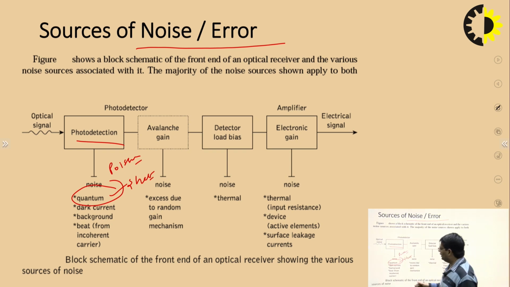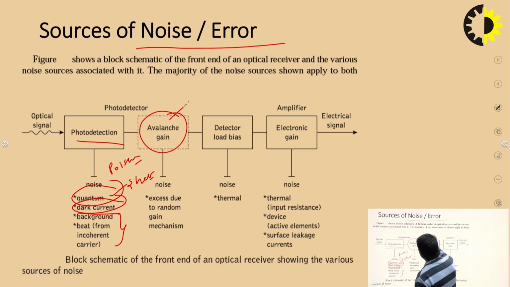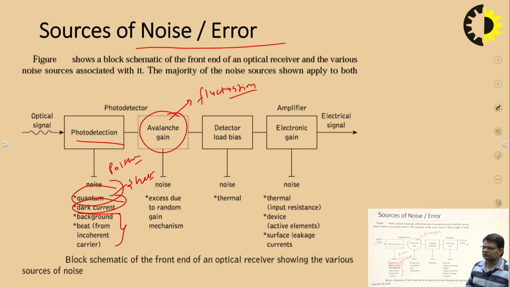Some noise is also present, that is dark current. We have studied that even when the light is not incident, a small amount of photocurrent may be available at the output side. This is known as the dark current, that is, current without the presence of light over the photodetector. It should be minimum. Then we can also have background noise or beat noise. We can also have avalanche gain in the case of APD, so fluctuation in this gain can also be there. Gain fluctuation also appears as a noise.